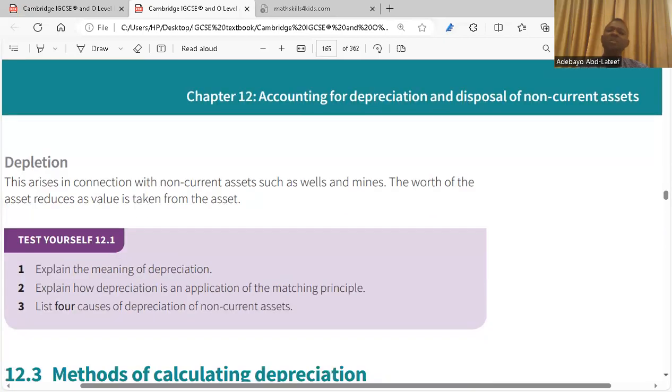And the last one is depletion. This arises in connection with non-current assets such as wells and mines. Those things that make them what they are have been taken away from them. So they become empty. The land becomes empty, the well becomes empty, the mines become empty because they've extracted those things that give them value. That is depletion. Is it clear? So these are the reasons for depreciation. Any question about that? No.